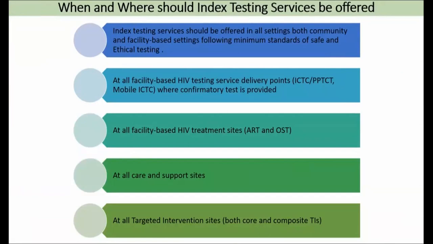As I mentioned in the previous slide, index testing can be provided at any place where confirmatory testing is provided. It can be an ICTC or a mobile ICTC as well. It can be a facility where treatment services are provided, like an ART or OST site. It can be a care and support center. Wherever we are planning to provide index testing services, the point is the person needs to be trained in index testing services, and minimum standards of safe and ethical testing need to be followed at these sites. It can be a TI site also, care and support center, anywhere. So basically the person needs to be trained and follow the minimum standards of safe and ethical testing.